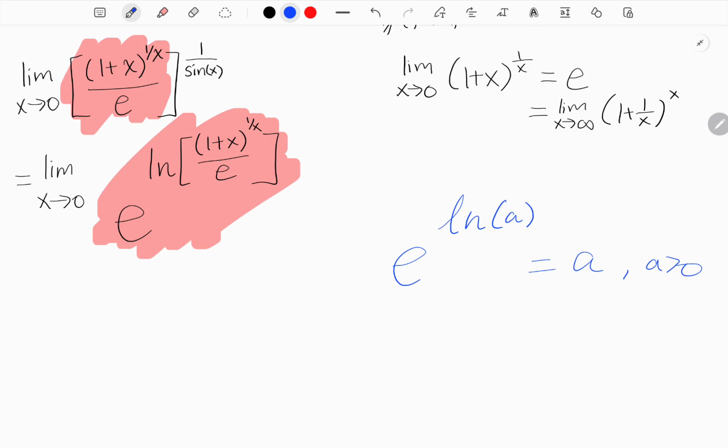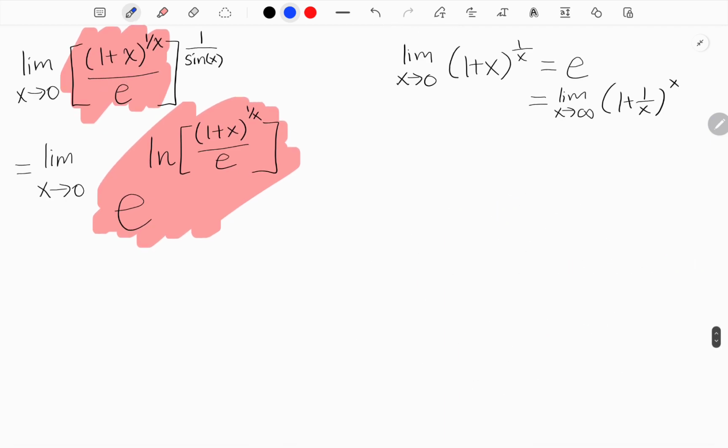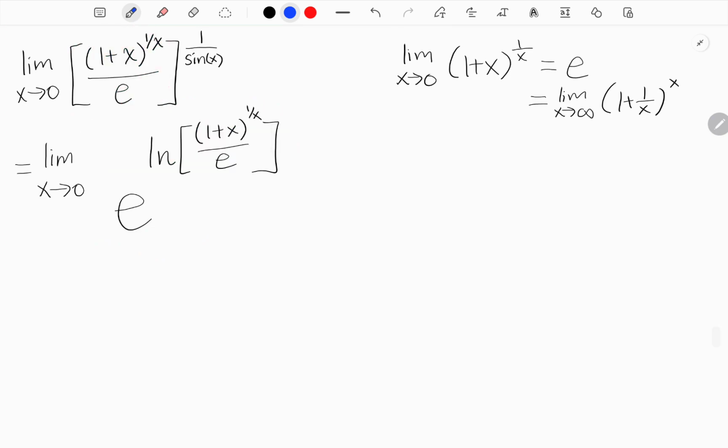Okay, and the reason is that ln of a is the exponent e needs to be raised to give you a. Now e is raised to this exponent, therefore it should give you a. Or you can say ln of a, if I say this is equal to y, then e to the y is equal to a, which equals e to the ln of a. Okay? They are inverses of each other, the logarithm and the exponential. Okay, so now this is being raised to the 1 over sine of x.